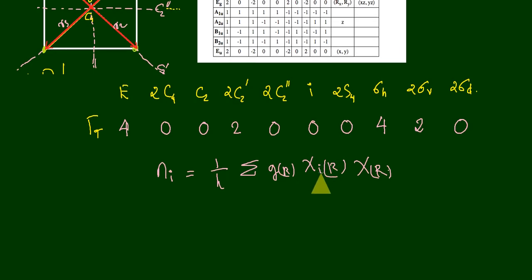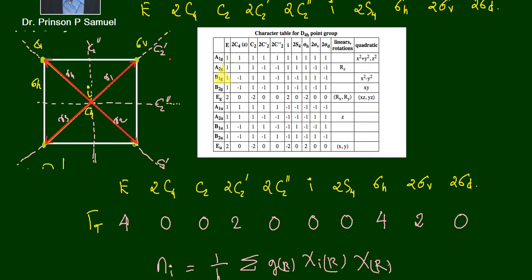And chi_i(R) is the character corresponding to the operation R in the ith irreducible representation. For example, if you take the first irreducible representation A1g, then chi_i corresponding to C4 is equal to 1. And chi_r is the character corresponding to R in the total character set. In the total character set, it is 0 corresponding to C4. So chi_r is equal to 0 in this case.